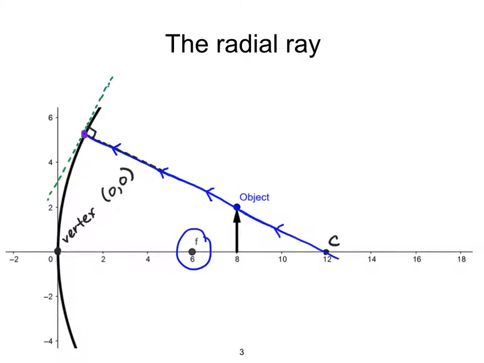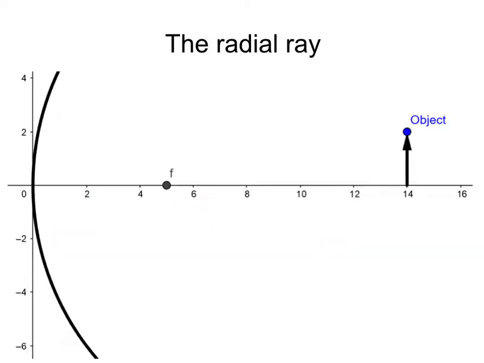So the radial ray always just reflects right back through itself, back to the point on the object, and back through the center of curvature. This makes the radial ray very easy to draw, since we can actually bypass the whole draw the tangent, draw the normal thing, and just draw the ray from the center of curvature to the object to the mirror and back. What if the object is behind the center of curvature?